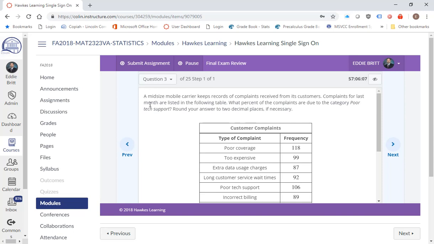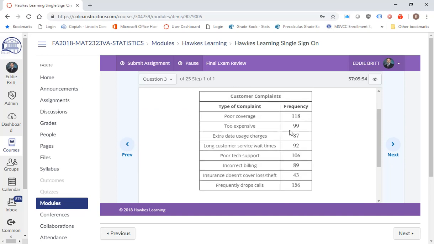A mid-sized mobile carrier keeps records of complaints received by its customers. Complaints for the last month are listed in the following table. What percentage of the complaints are due to the category poor tech support? Poor tech support is 118 of those. No, that's poor coverage. I'm sorry. Poor tech support's 106. So we're going to say poor tech support 106.